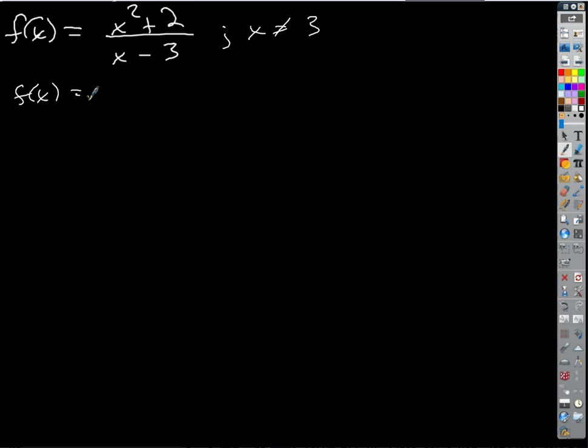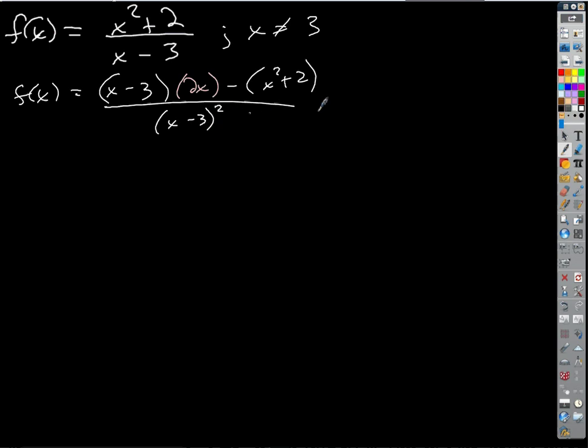Let's use the quotient rule. So what are we going to get? Times 2 minus x squared times 1, all over x minus 3 squared. So these are pretty easy. If I just distribute on the top, there's nothing really to factor out, is there?